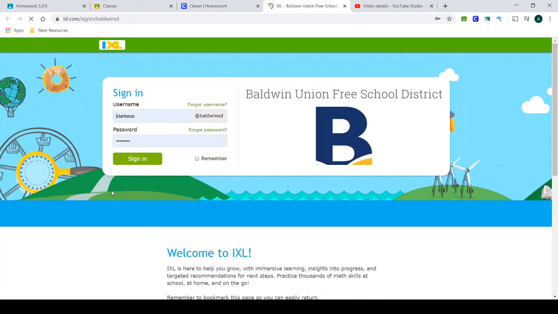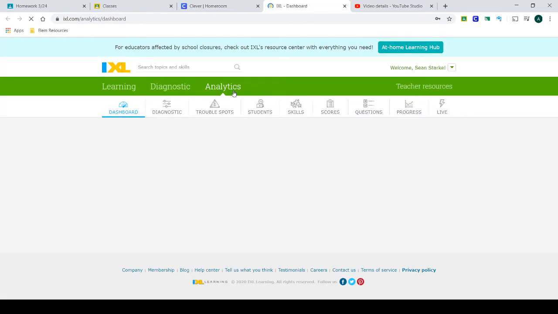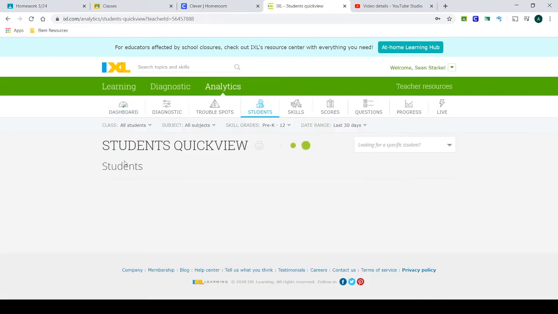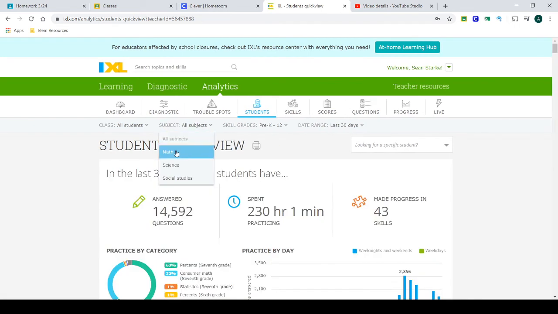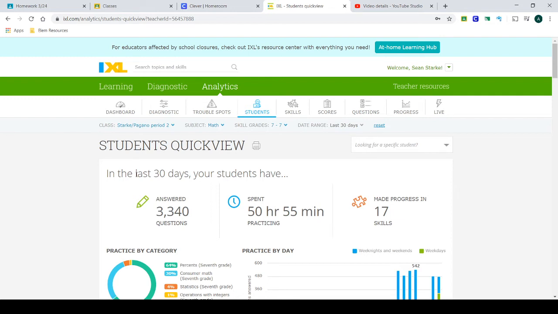Now, here's how we check your progress. We go into students, and now we literally pull up your math work. We only want the assignments that we're giving you, so we filter it, because a lot of you guys have been, I think you search in the search bar, and some of you do sixth grade assignments, some of you do ninth grade assignments. So we filter it so that we see the skills that we've assigned to you in seventh grade.